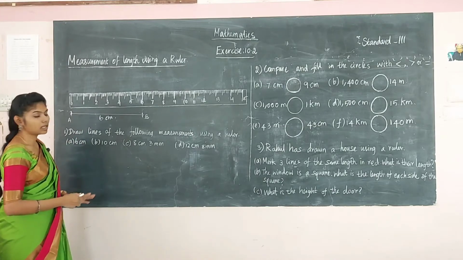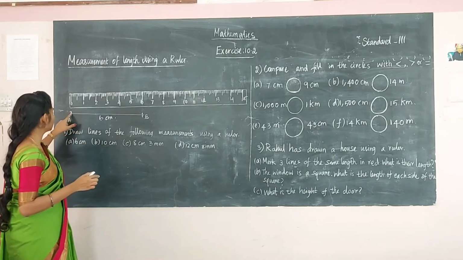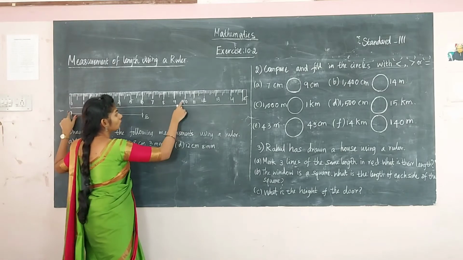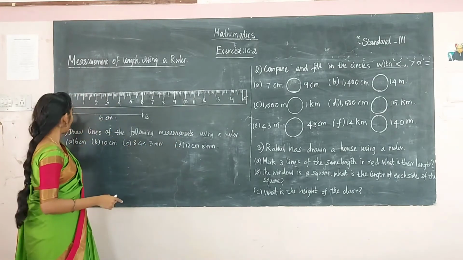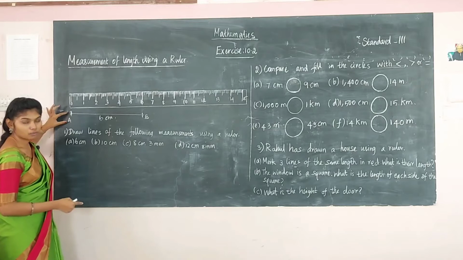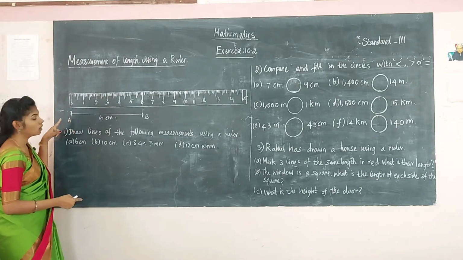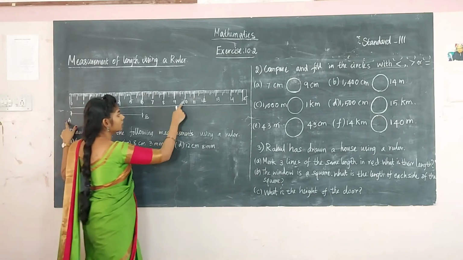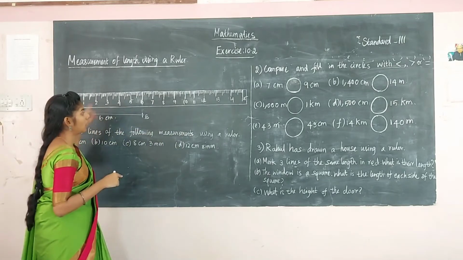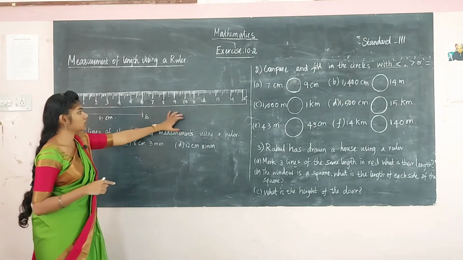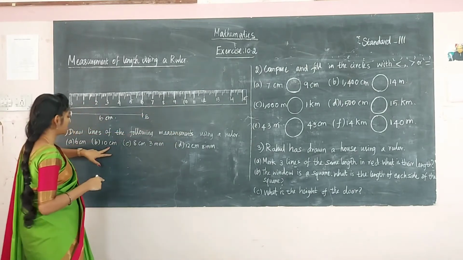And next it is given as 10 centimeter. 10 centimeter means from 0 to 10 you have to take. In the same way, keep the fixed point A at 0, and B at 10 centimeter, at 10. So this is said to be 10 centimeter.